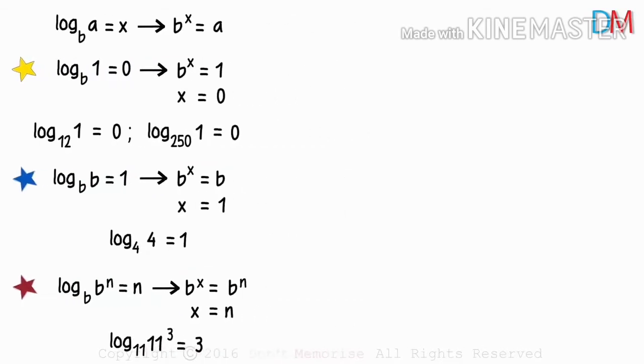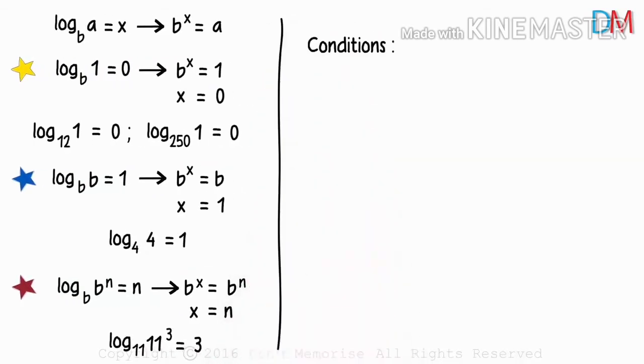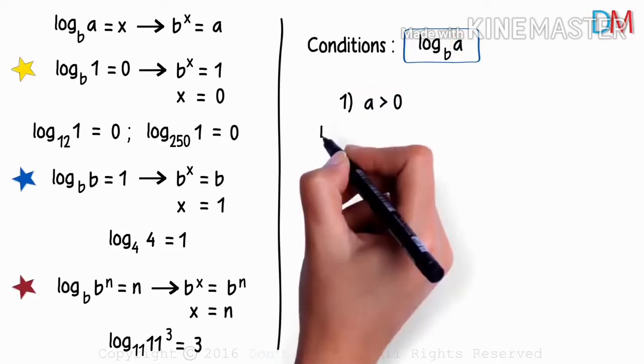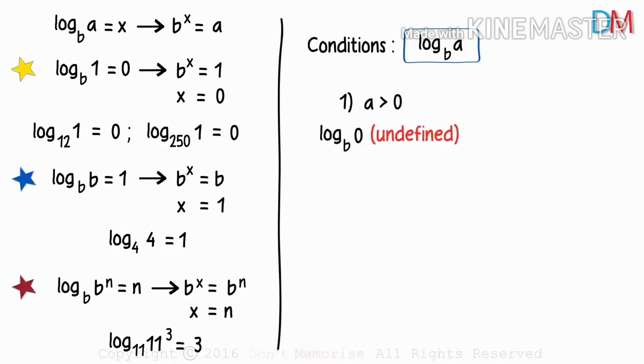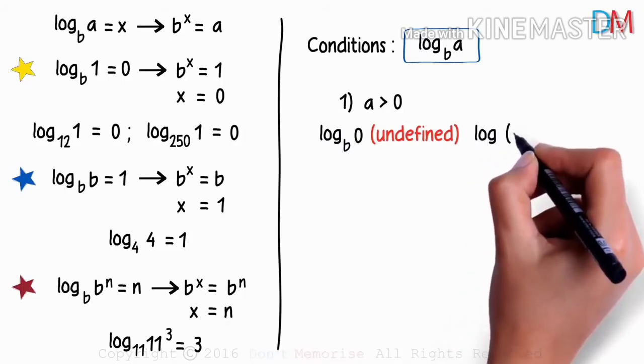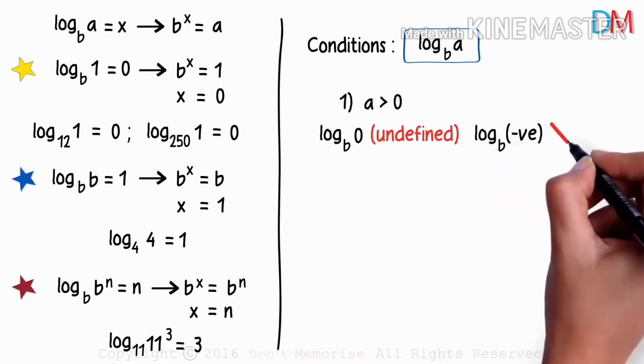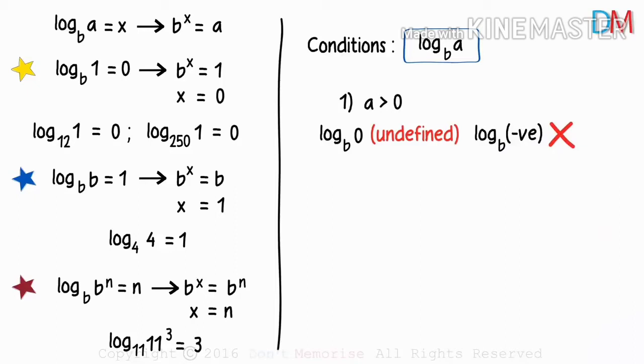Let's see them on the right side of the board. The basic form of logarithm is written like this, where a is the argument and b is the base. Now for this to be valid, there are a few conditions about a and b that we need to know. Okay, first, the argument has to be greater than 0. This value here has to be greater than 0. So log of 0 to the base b is undefined, and the log of a negative number to the base b is also incorrect.